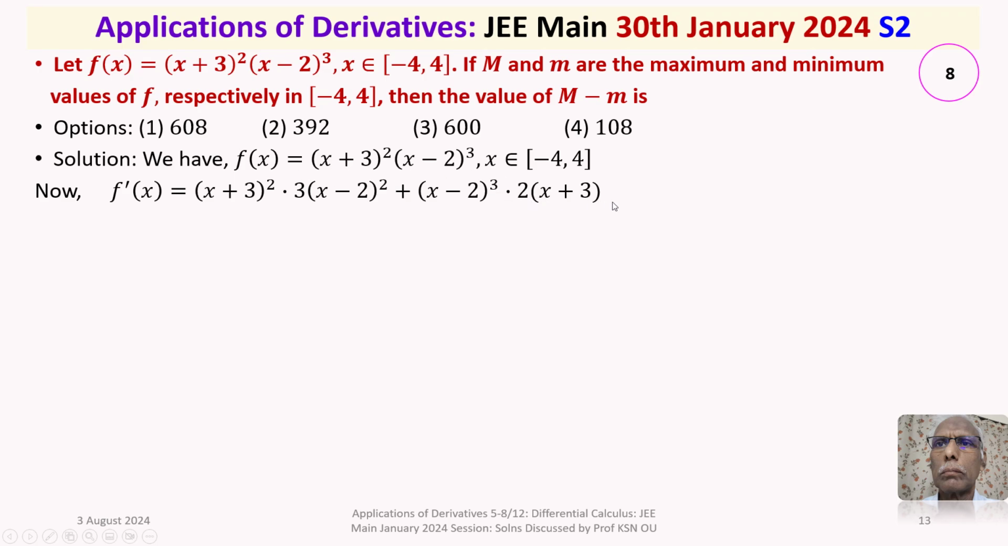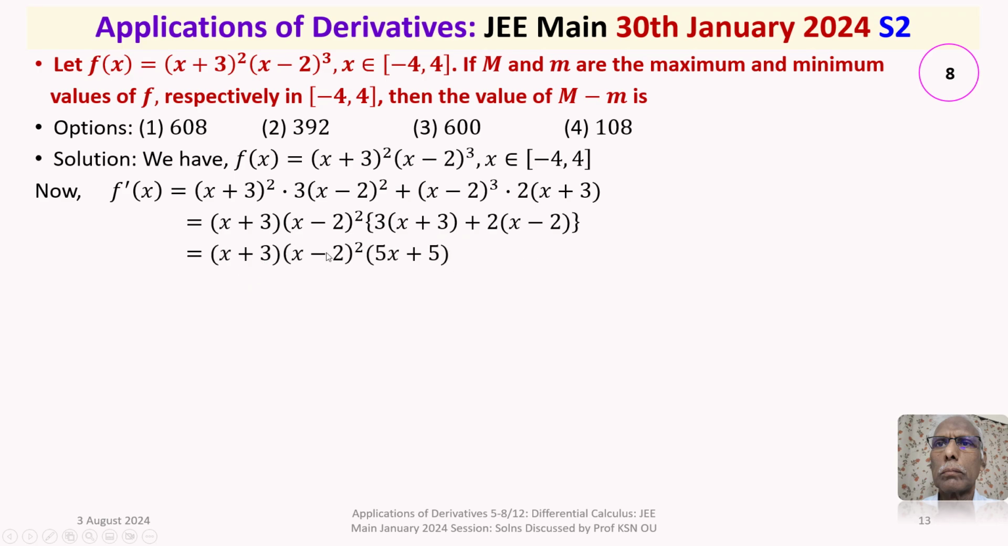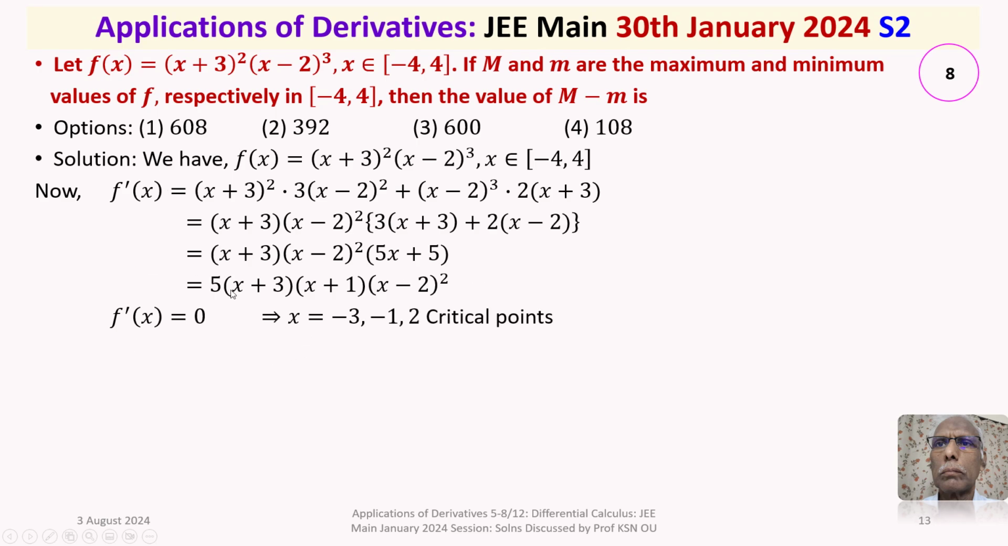plus 3). Now (x plus 3) into (x minus 2) whole square is common. We have taken the common factor and we have simplified. We got (x plus 3) into (x minus 2) whole square into (5x plus 5), taken the 5 common. We get (x plus 3) into (x plus 1) and (x minus 2) whole square. The critical points, f prime x is equal to 0, will be x is equal to minus 3, minus 1 and 2. These are the critical points.